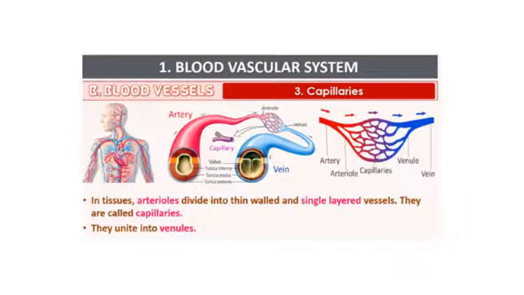Now let us look at capillaries. So in tissues, arterioles divide into thin-walled and single-layered vessels. They are called capillaries, and they unite to form venules.